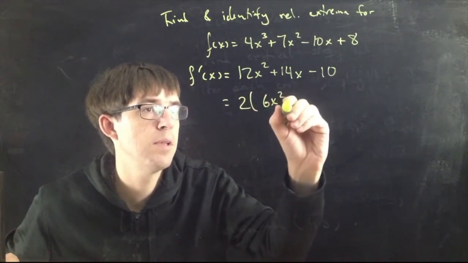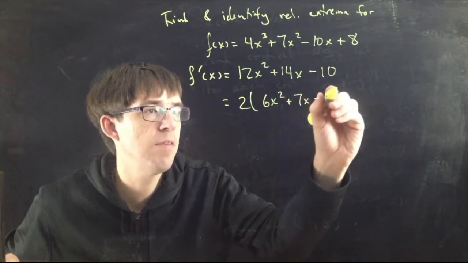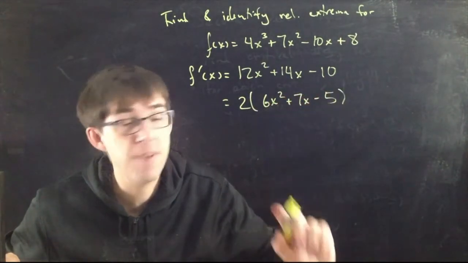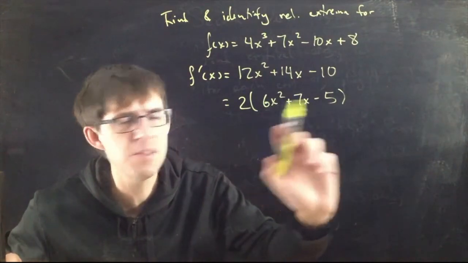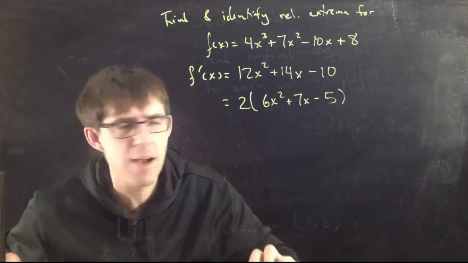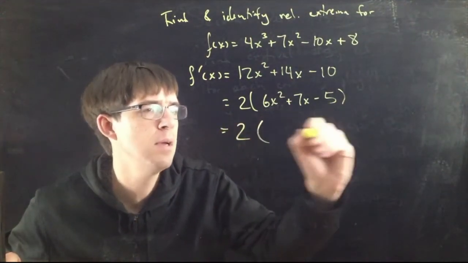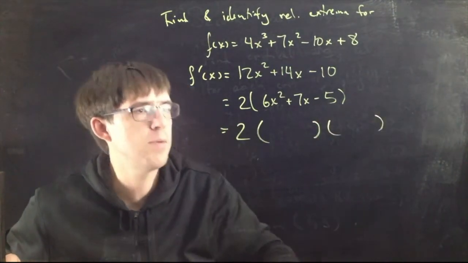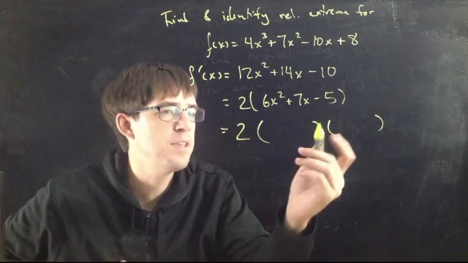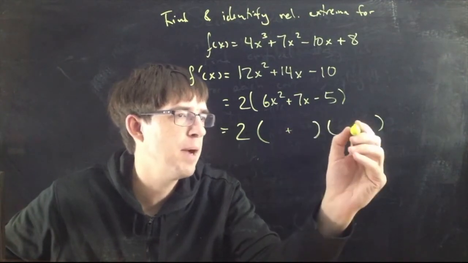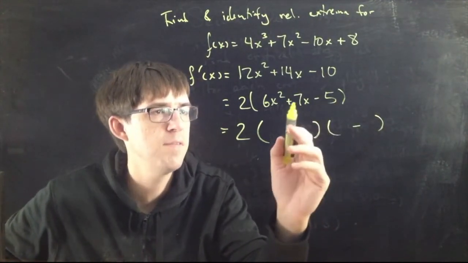6x squared plus 7x minus 5. Now we can factor this. I hope we can factor this. This one is a little tricky because I got the 6 out front, but it has to be like one of these, right? Let's think about the signs first of all. They are going to be a plus and a minus because this is negative, that's positive.